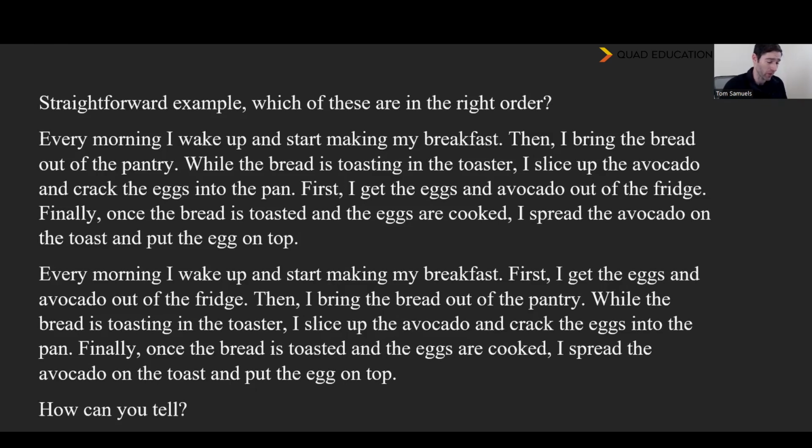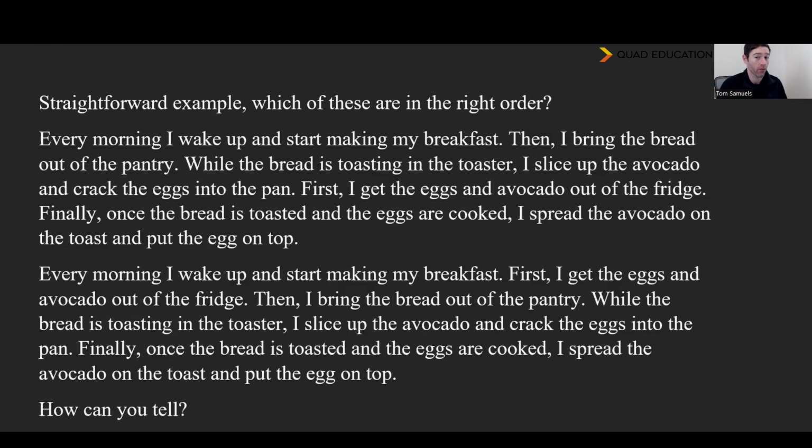Every morning I wake up and start making my breakfast. First, I get the eggs and avocado out of the fridge. Then I bring the bread out of the pantry. While the bread is toasting in the toaster, I slice up the avocado and crack the eggs in the pan. Finally, once the bread is toasted and the eggs are cooked, I spread the avocado on the toast and put the egg on top. Okay, so which one sounds better?